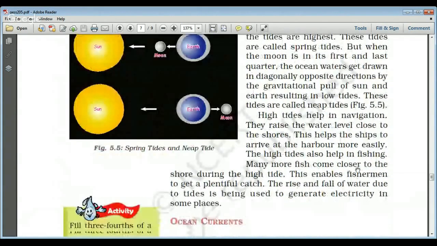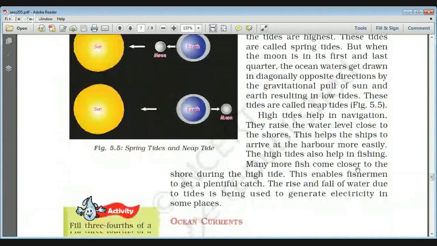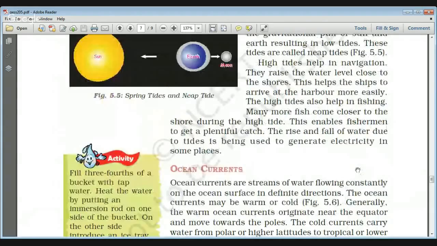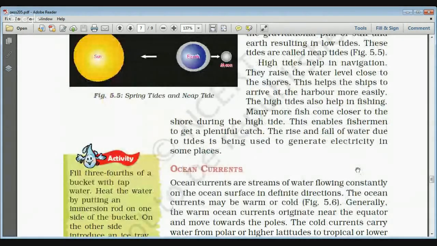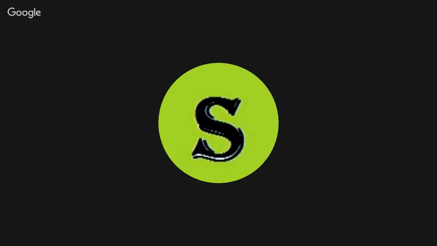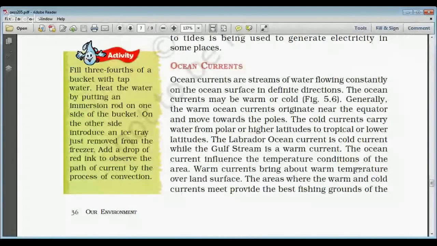And it is one type of renewable energy, and the government of India is also focusing on renewable energy. Now we'll see the third type of movement of ocean, and that is known as ocean currents. Ocean currents are actually the streams of water that flow continuously on the ocean surface in definite directions, and they are moving with some speed.